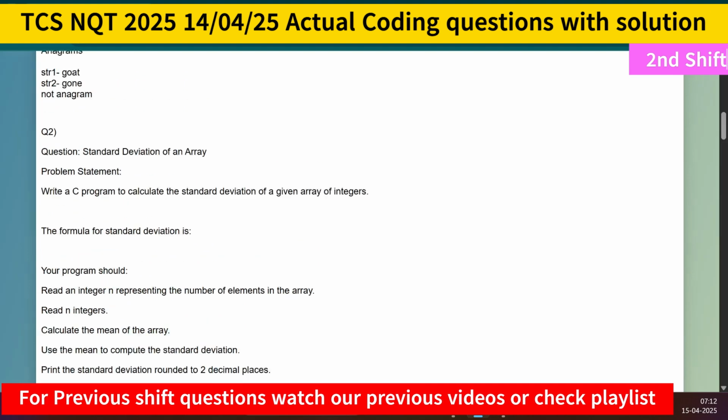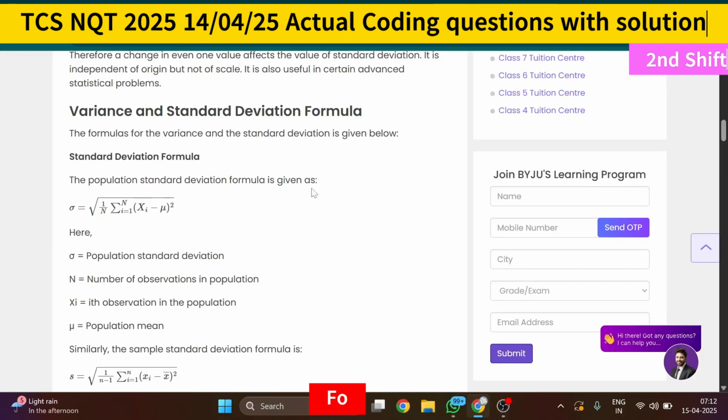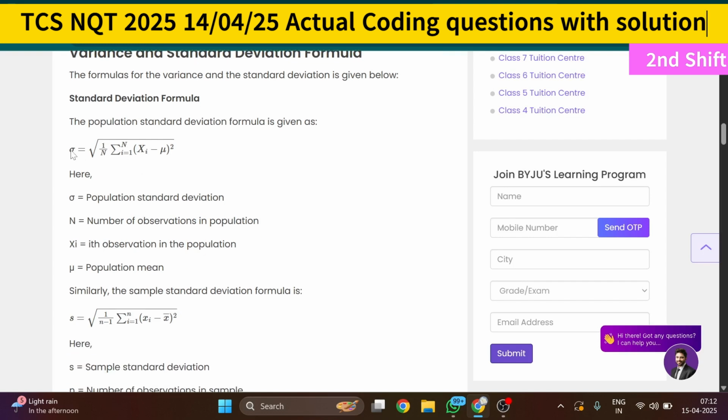Coming to the question, what is the concept of standard deviation? Standard deviation is nothing but this formula: standard deviation equals the square root of 1 by n times the sum of (xi minus mu) squared, where mu is the mean. So you just compute the mean, subtract it from each value, square it, and divide by n. I think you know this formula. If you have done aptitude pretty well, then you can correlate with me.